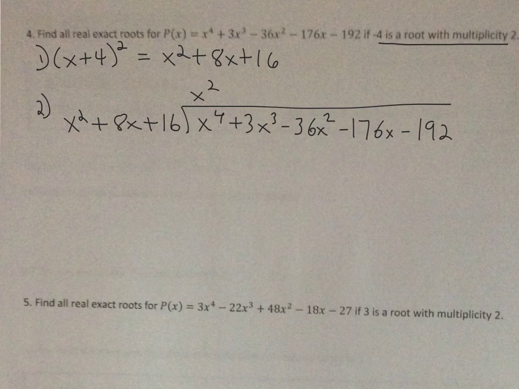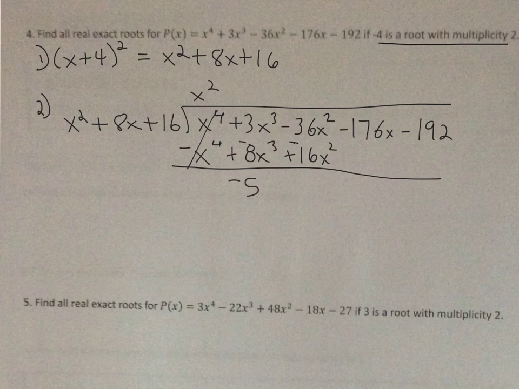Then you have to multiply all that out. So that's x to the 4th plus 8x cubed plus 16x squared. Draw your line, and you're going to subtract. So I like to go ahead and distribute the negative. So that gives you -5x cubed minus 52x squared, and then bring those two down, minus 176x minus 192. Now it's time to start over.